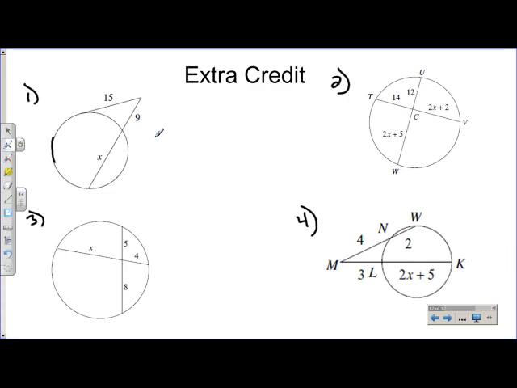Alright, so here's your 4 extra credit problems. For each of these problems, just tell me what the value of x is. Okay, remember the rules. For these, if they're on the inside, it's part times part equals part times part. If they're on the outside, it's outside times the whole, outside times the whole.